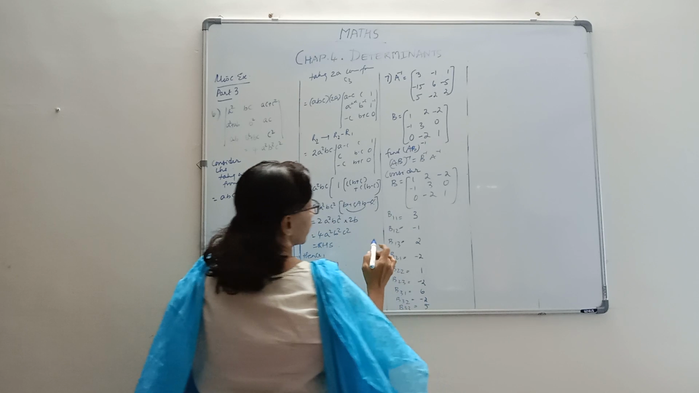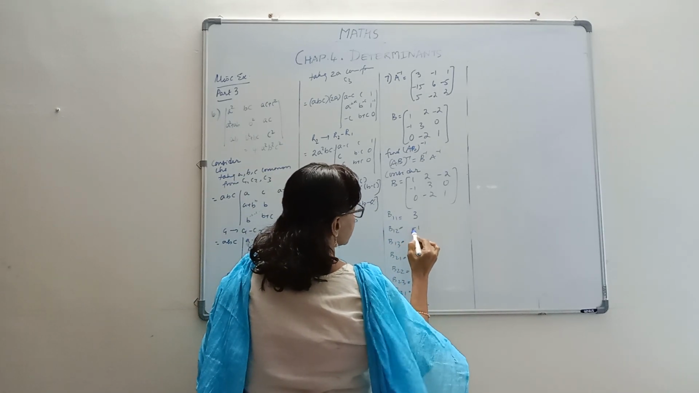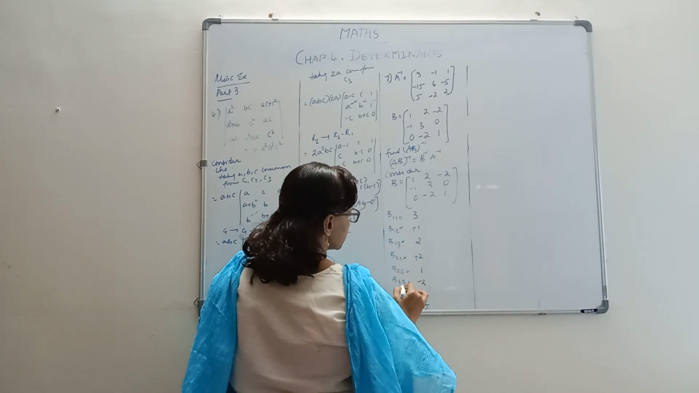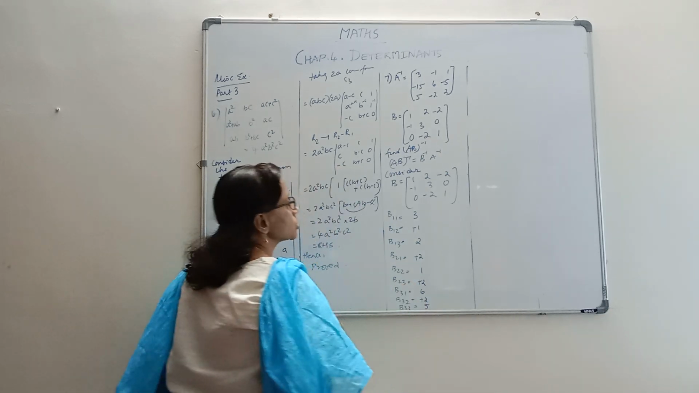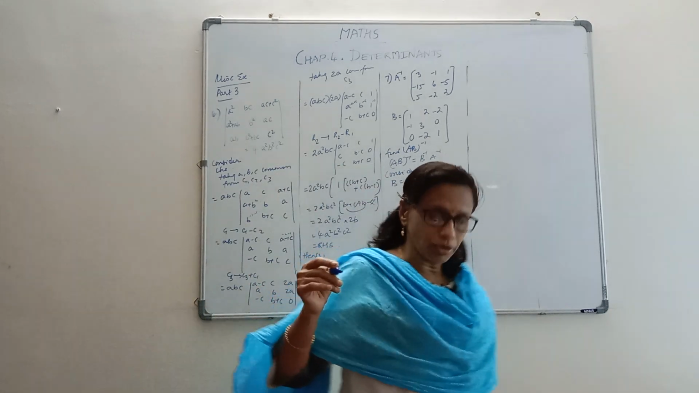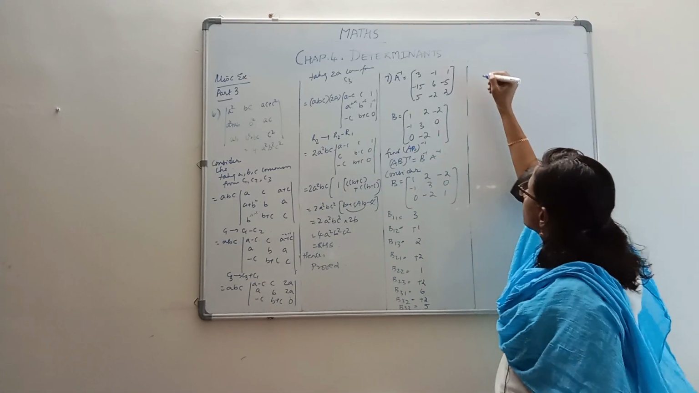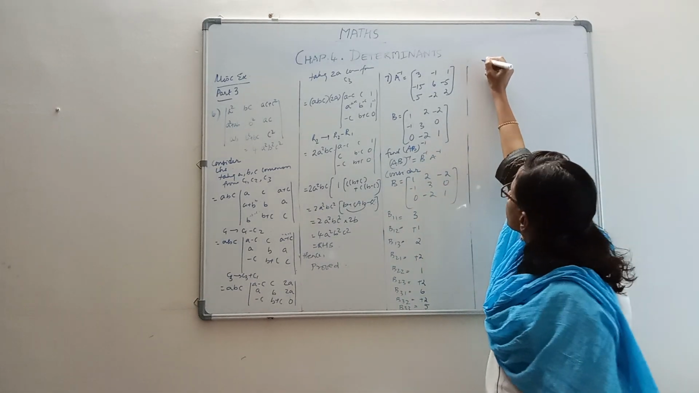Now we will give it the cofactors. This will change sign. This will change sign. There is a sign change. There is a sign change. So this is our cofactors. What we are going to do is we are going to get the adjoint matrix. But before that, we will also have to get the determinant.